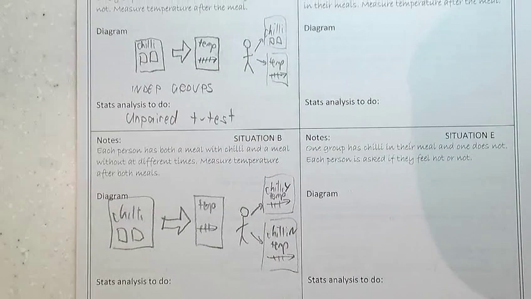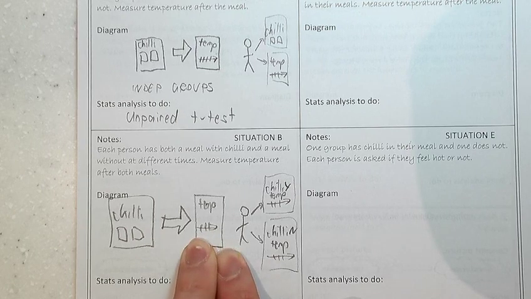But the difference is my data is structured differently. In the first situation, everybody was in one chili category and had one measurement of temperature. In the second one, everybody's in both chili categories and has 2 measurements of temperature. This is a repeated measures situation. I've repeated this outcome measurement twice.